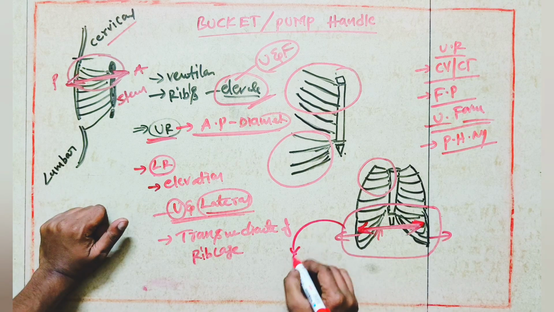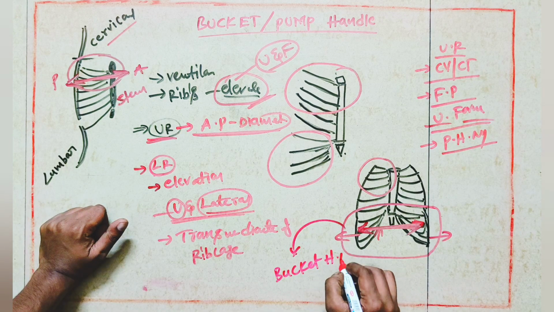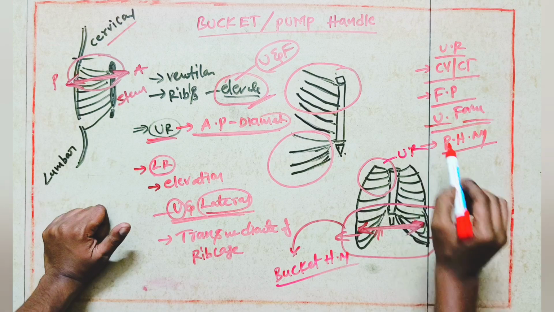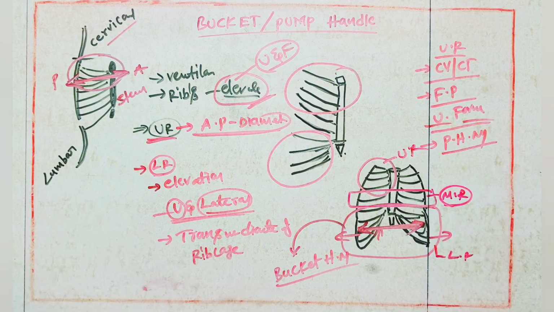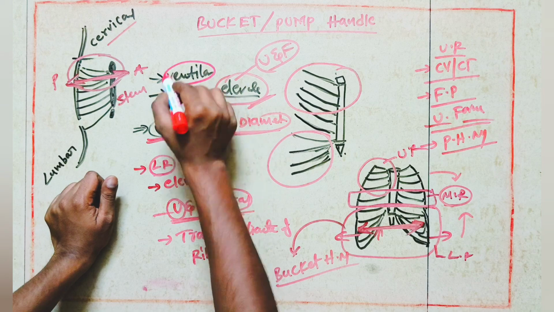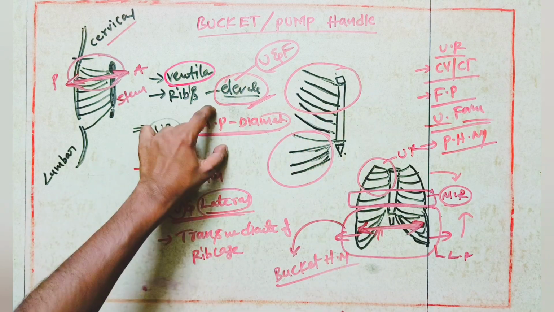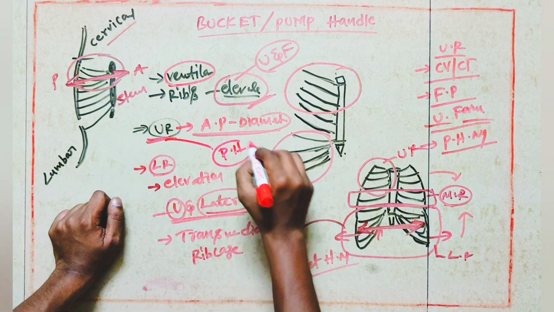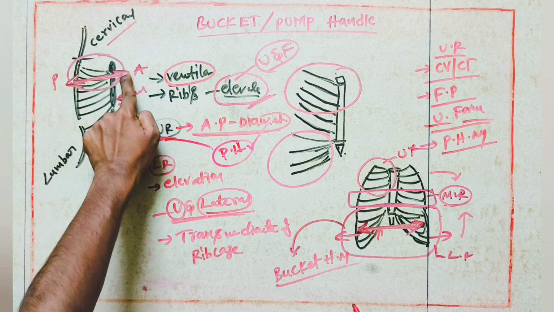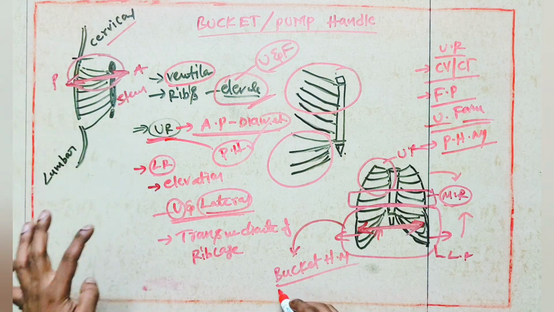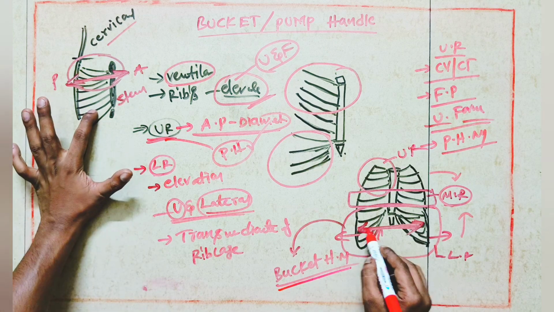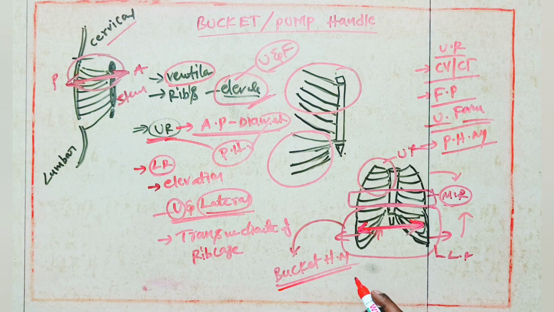This movement is nothing but the bucket handle movement. So there are upper ribs and lower ribs, and the middle portion will have the middle ribs. The middle ribs will have both upper rib and lower rib movements. The point is, when ventilation is happening, the upper ribs are involved in the pump handle movement, which increases the anterior posterior diameter. After this second step, the lower ribs move like a bucket handle, increasing the transverse diameter of the rib cage.